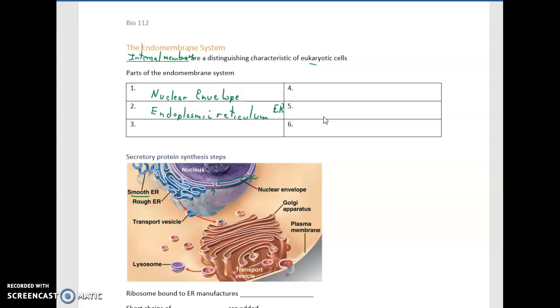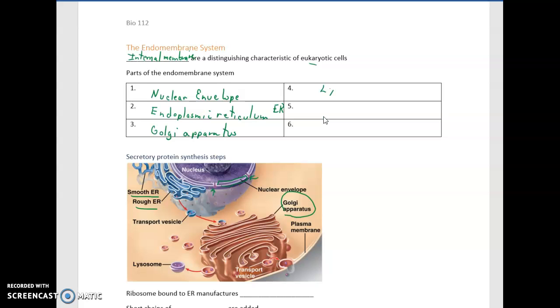There's smooth ER and rough ER. Rough ER is studded with ribosomes, and that's what makes it rough. There's a Golgi apparatus, which is here. This is the name, and then it's the stacks of kind of flattened, they look kind of like pancakes, flattened on top of each other.